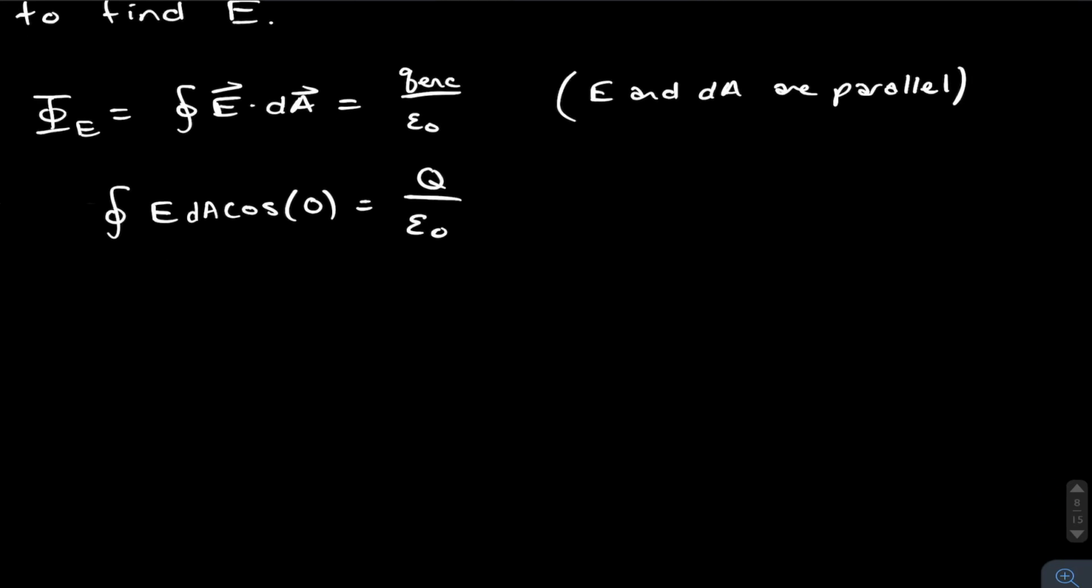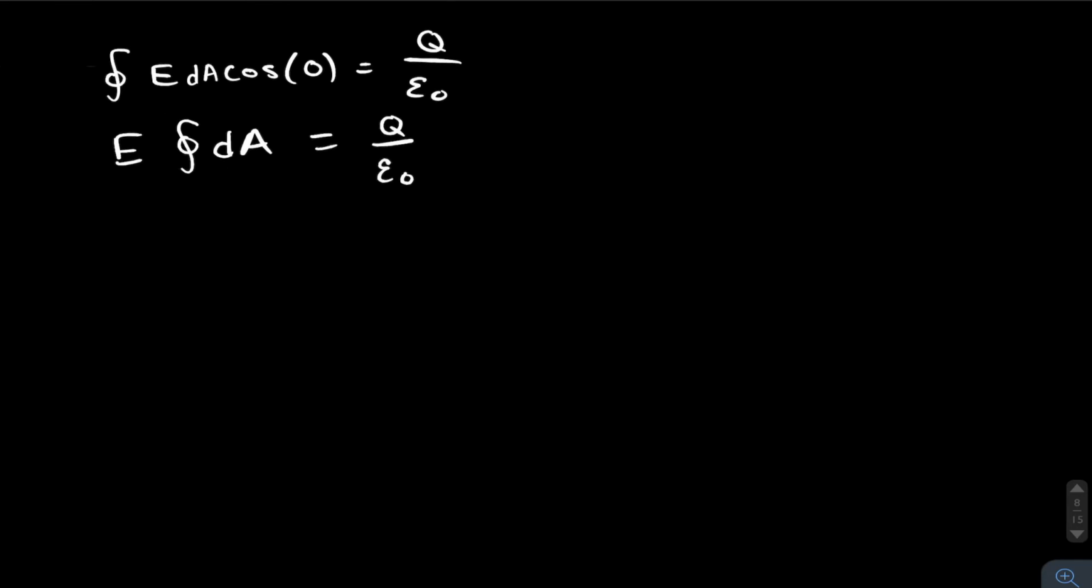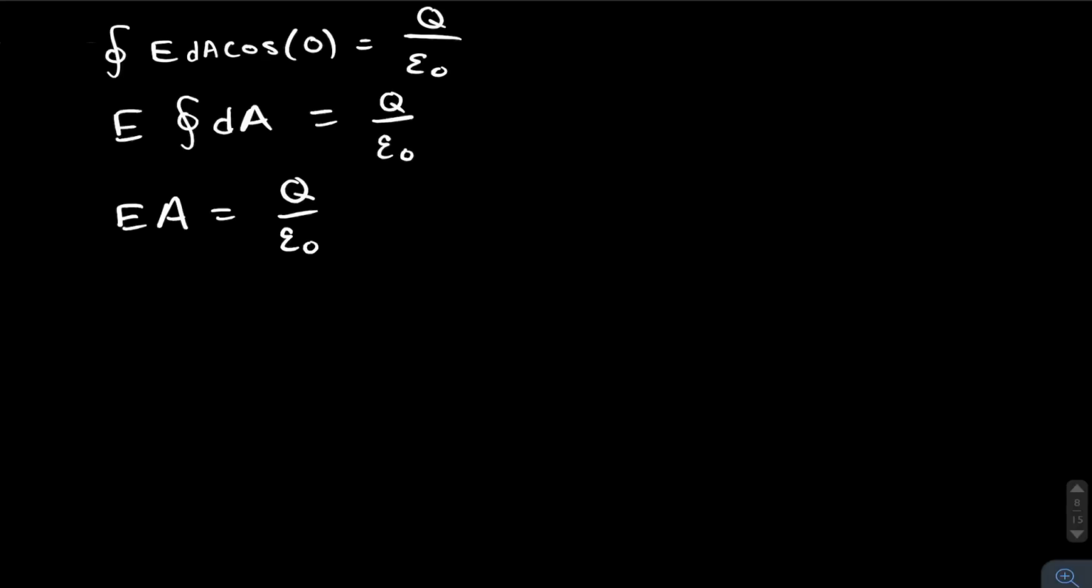So let's simplify this and whittle it down a little bit. We have E times the closed integral of dA equal to Q over epsilon naught, because cosine of 0 is 1, and this integral is not dependent on E, it's dependent on A. So we can just take the E out of the integral. The integral of dA is just going to be A. So we have EA equals Q over epsilon naught. And remember the surface area of a sphere is 4 pi r squared. So we substitute that in: E times 4 pi r squared equals Q over epsilon naught.